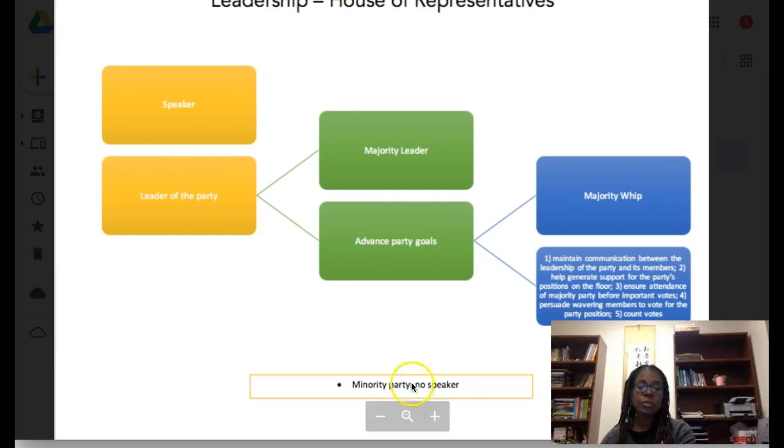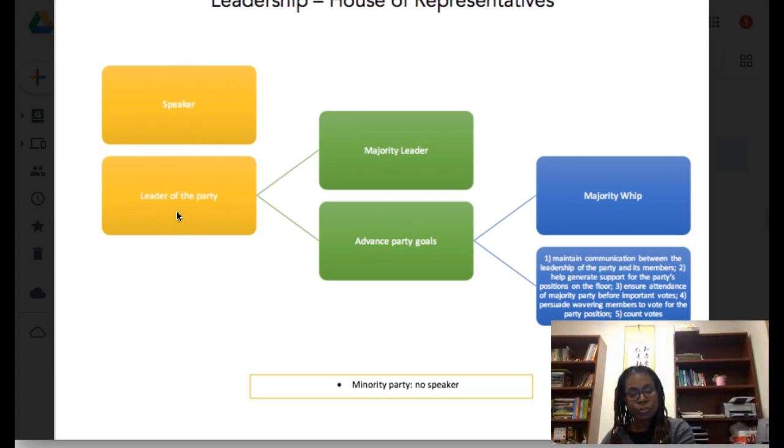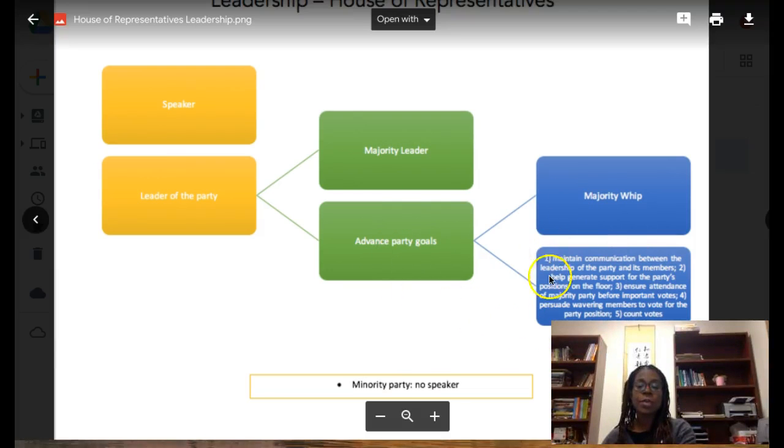Now, the only difference with regard to the minority party, their visual is the same, but they have no Speaker. That role is only occupied by the person who is considered the head of the majority party. However, the minority party has a minority leader, and a minority whip, and they do the same thing. They're trying to advance the party goals, and the whip is doing the same things as well.